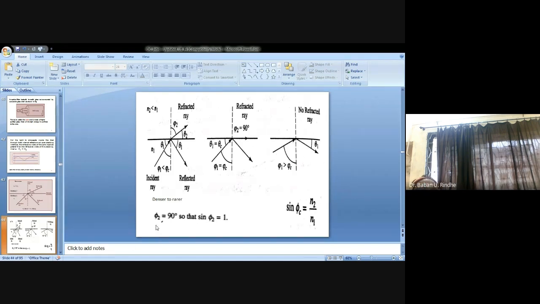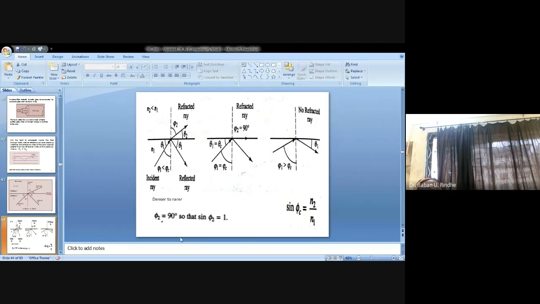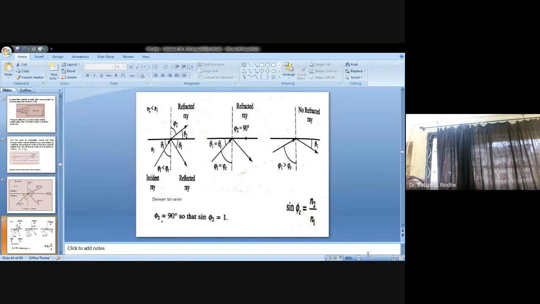If phi 2 is 90 degrees, then sine phi 2 is equal to 1. Therefore, sine phi c is equal to n2 upon n1. You have to put this value in the equation n1 sine phi 1 is equal to n2 sine phi 2, with phi 2 as 90 degree. Therefore, we can calculate sine phi c is equal to n2 upon n1. N2 is the refractive index of the cladding, and n1 is the refractive index of the core.